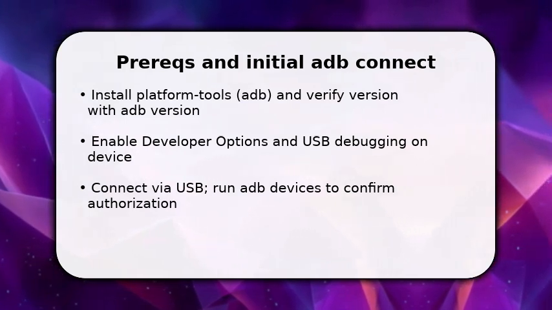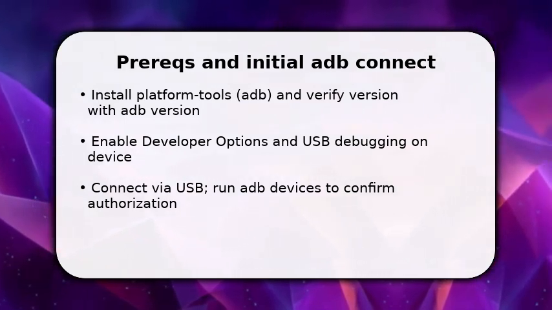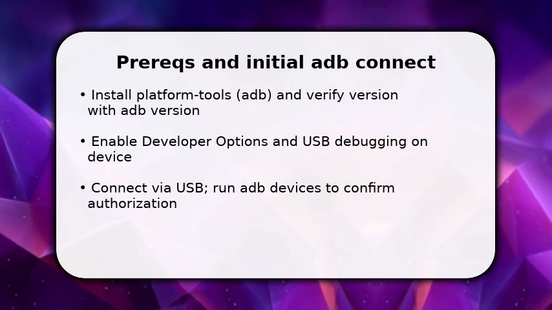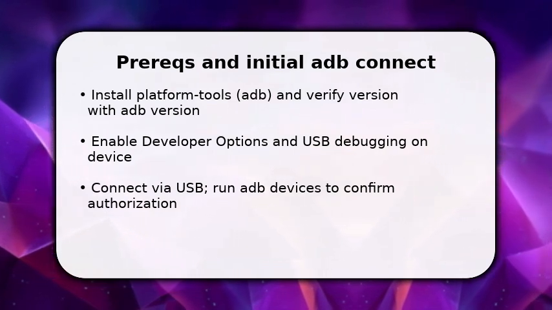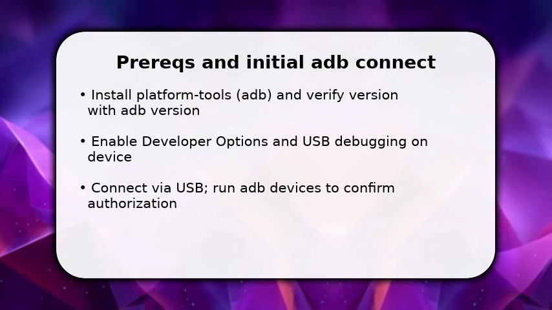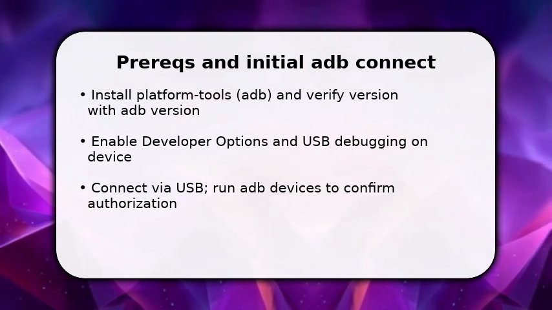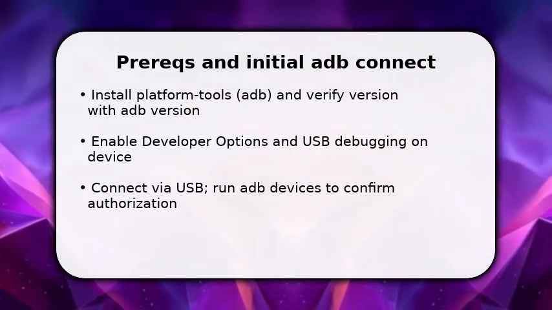Next, run adb devices to see the device serial. If it's listed as unauthorized, revoke and reauthorize on the phone. This gets you into a controlled ADB session, so you can issue commands safely and reproducibly.